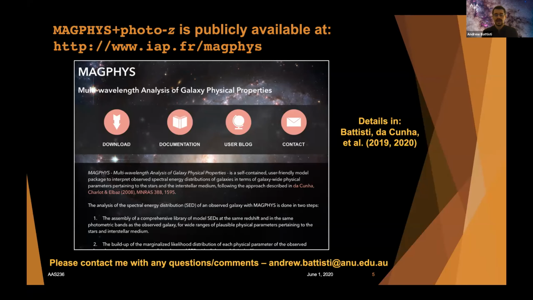This is something that perhaps other codes that include emission lines are currently better suited for, but in terms of infrared detected galaxies, those tend to be relatively weak in emission lines because they're so dust obscured.